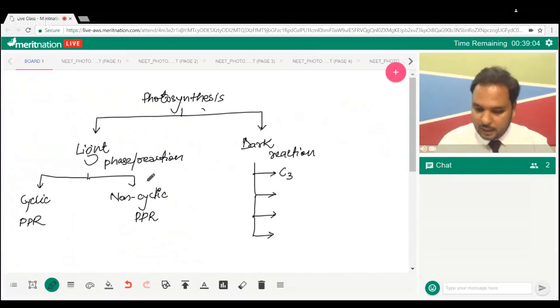Right. Now, after the C3 cycle, next we are going to talk about, normally in books, it's C4, CAM. But no, I'll prefer it this way, that you'll read photorespiration.